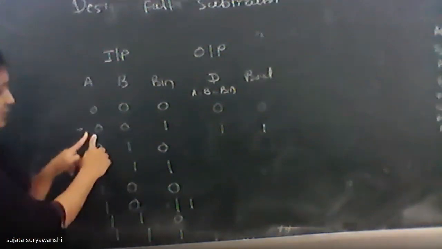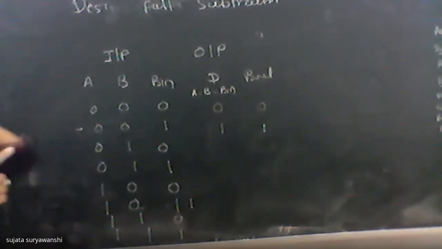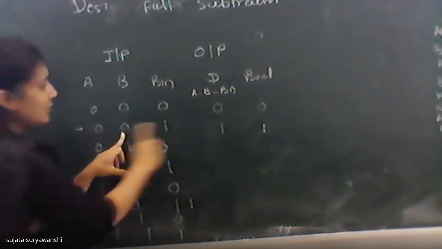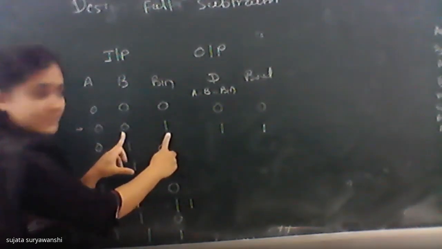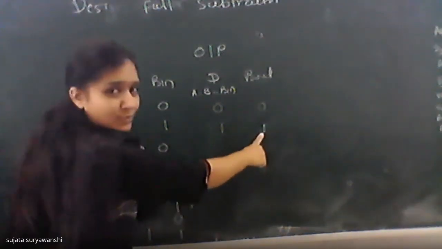In this case, when you subtract 0 minus 0, you get difference 0 and borrow is also 0. But in the second case, 0 minus 1, you get difference 1 and borrow is also 1.